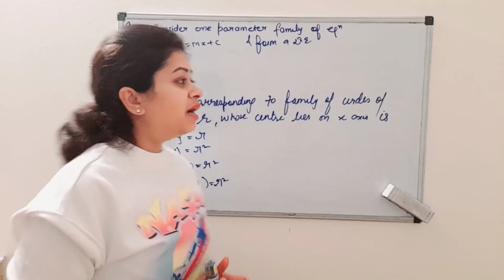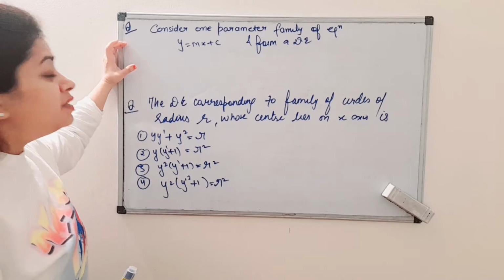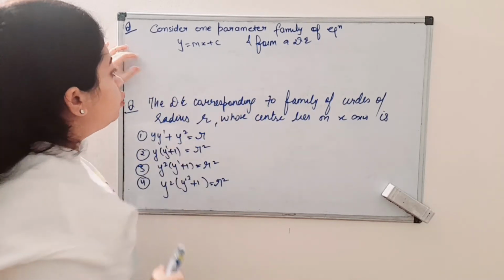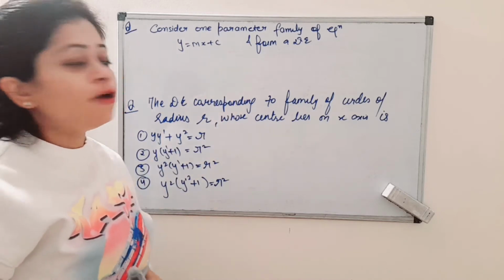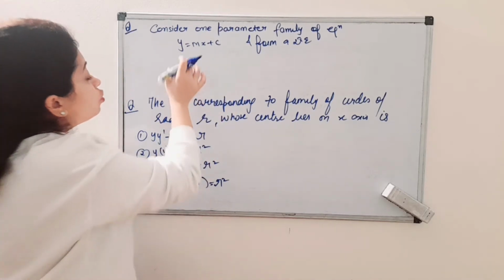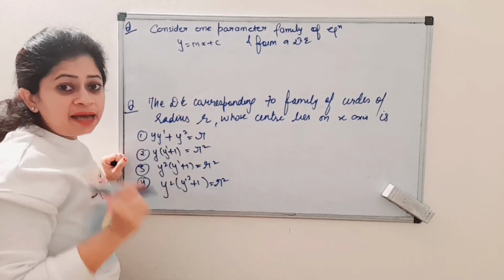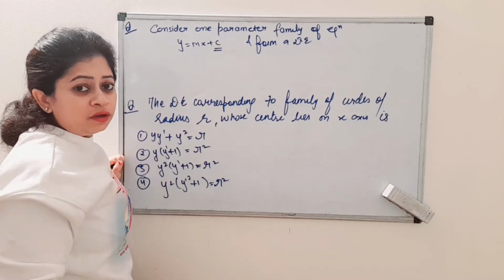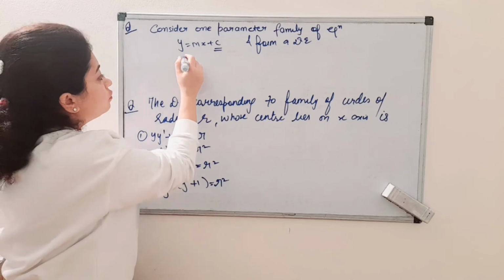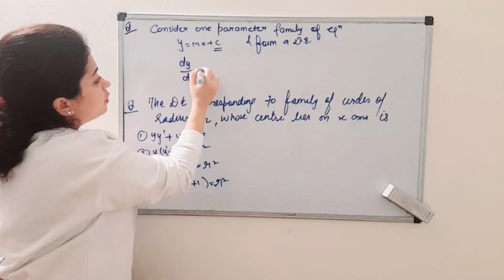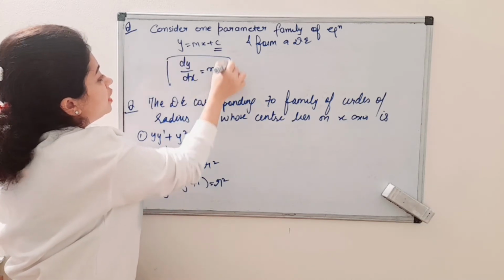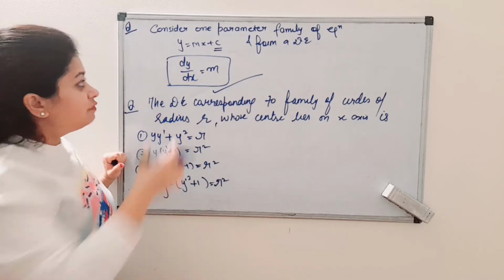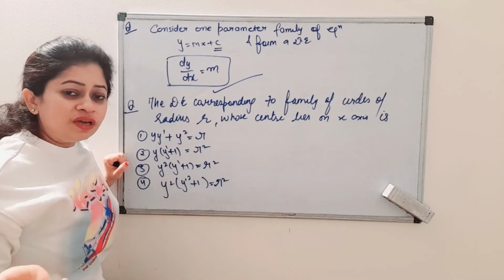So now we come to examples. So here we have two examples. First is, consider one parameter family of equation, y is equal to mx plus c, and form a differential equation. So here m is the slope and c is a parameter. Okay, so we have one parameter, we will differentiate the equation one time, we get dy by dx is equal to m, and hence this is the required differential equation. This is the family of straight lines. So this was very easy.